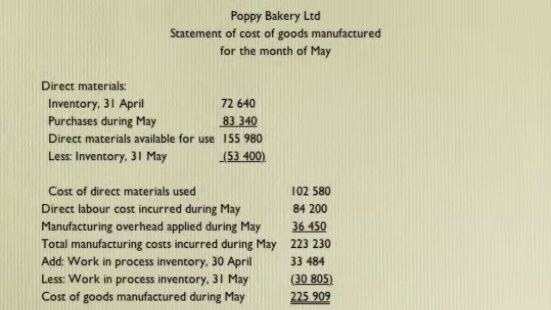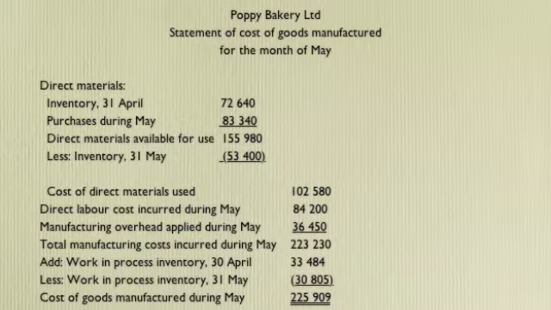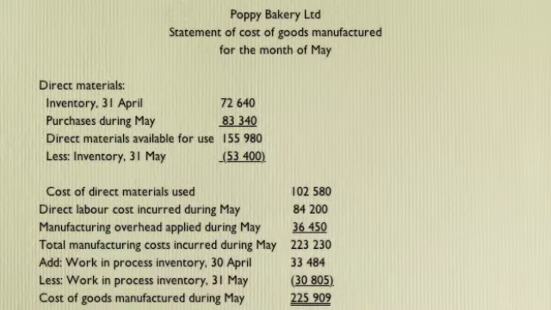Here is the statement of cost of goods manufactured. First of all, we need to make sure that the name of the company is on the top. Secondly, clearly write what statement it is and for which month it's prepared. In this case, the statement of cost of goods manufactured is made for the month of May 2014 for Poppy Bakery.